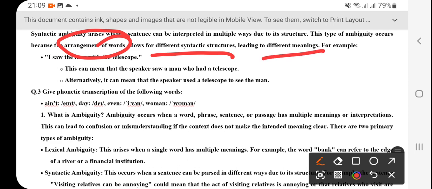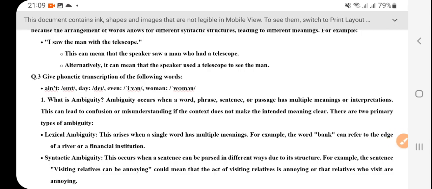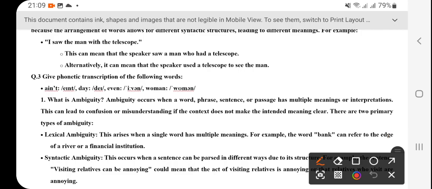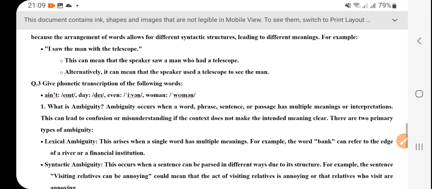For example, here you can see that: I saw the man with telescope. Very common. I saw the man with telescope. So is the telescope with the man whom you have seen, or have you seen the person with the help of a telescope? That is called syntactic ambiguity, right?